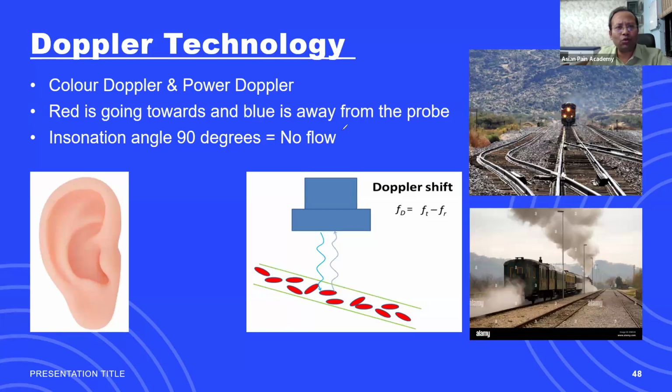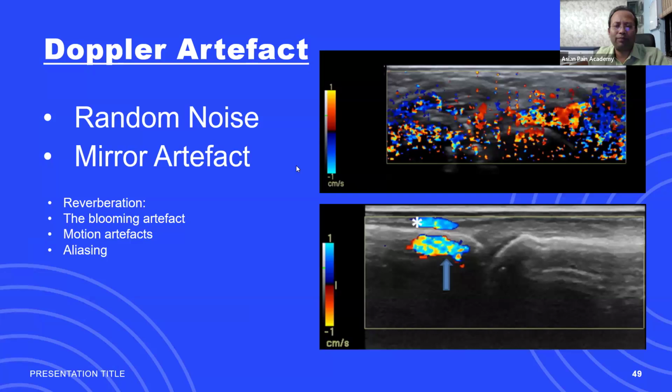As a pain physician, truly speaking, we do not have much use of color Doppler. More use is power Doppler. What does power Doppler say? Power Doppler says whether there is a vessel or not, be it artery or vein, no question of direction. Whether a vascular structure is there or not is known by power Doppler. So if you want to see a more vascular area, we can use power Doppler.